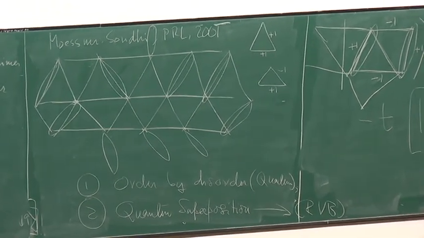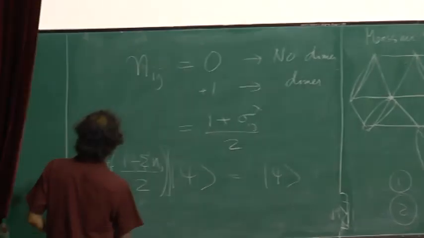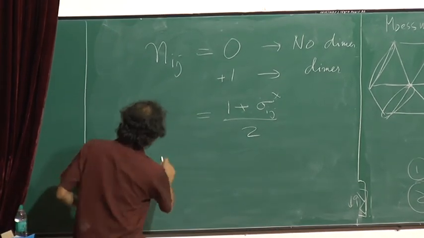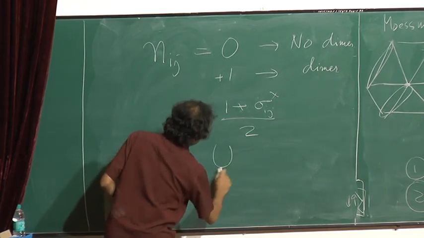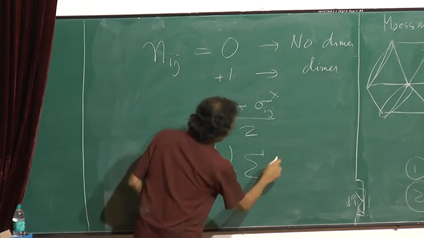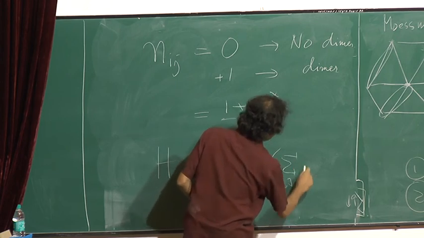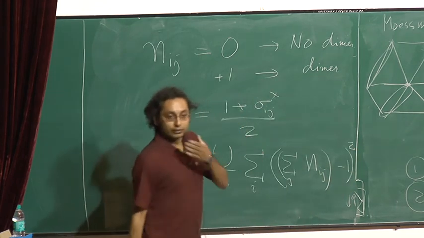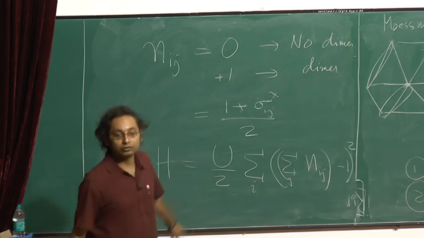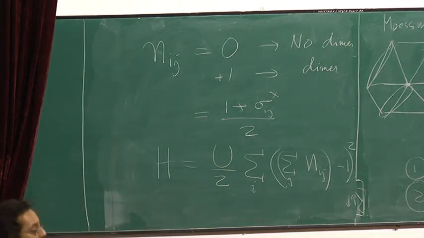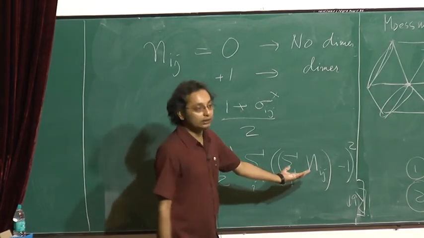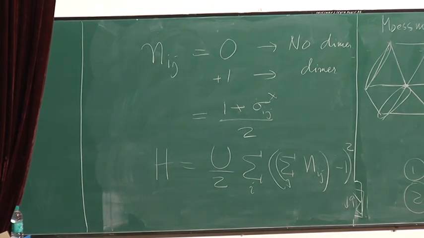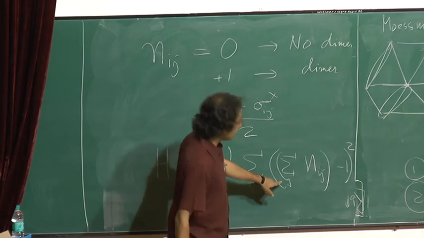One way to do this is to add an energy penalty like this, and take the U to be very large and positive. It's energetically a way to, yeah. Say that again. Oh, so this j sum is over the nearest neighbors?